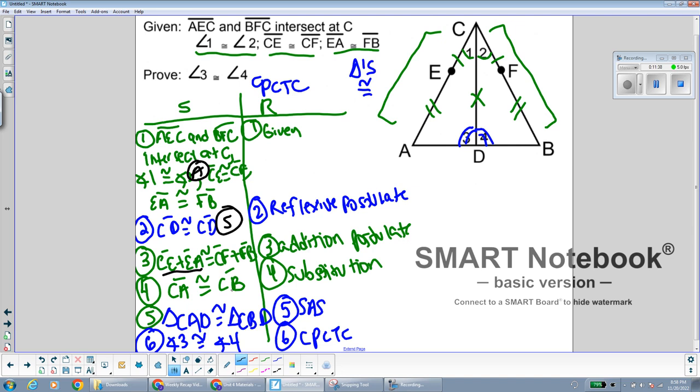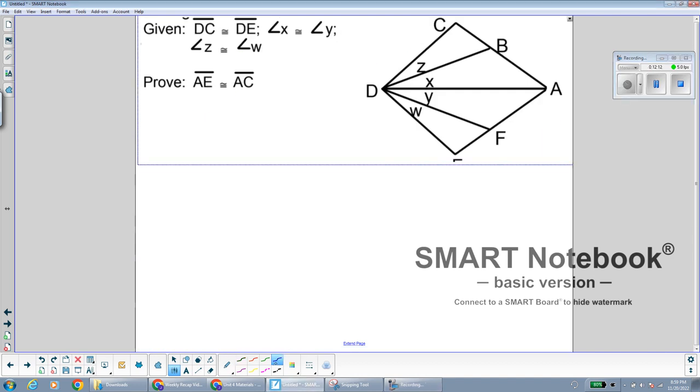And to make CB, we need to combine CF and FB together to make the whole line segment CB. So that's our addition postulate. Since this plus this is this, and this plus this is this, we are substituting the addition with what it actually is. So that's the substitution postulate. Now we have the two triangles congruent by side, angle, side, side, angle, side. So once the triangles are congruent, we know that their corresponding angles 3 and 4 are also congruent due to CPCTC.